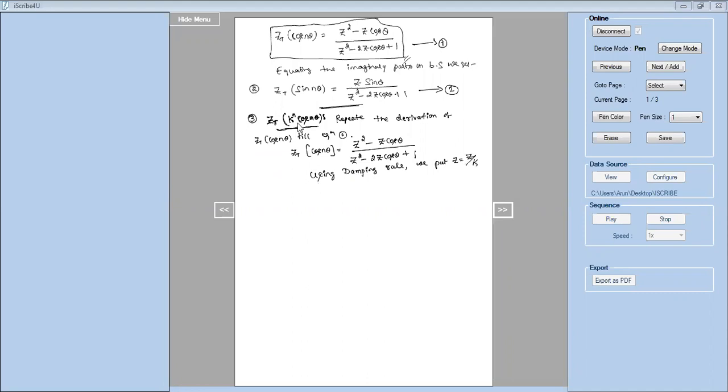So according to the damping rule, if you have K power n into Un, we have to replace Z by Z by K in this. If I put Z by K, we get the Z transformation of K power n into cos n theta equals Z by K the whole square minus Z by K into cos theta divided by the denominator Z by K whole square minus 2 into Z by K cos theta plus 1. Right? So just put Z is equal to Z by K in this answer, you get K power n into cos n theta.